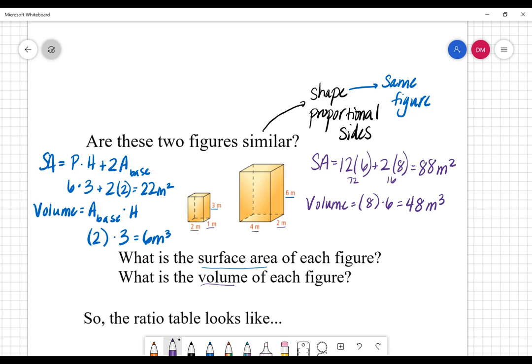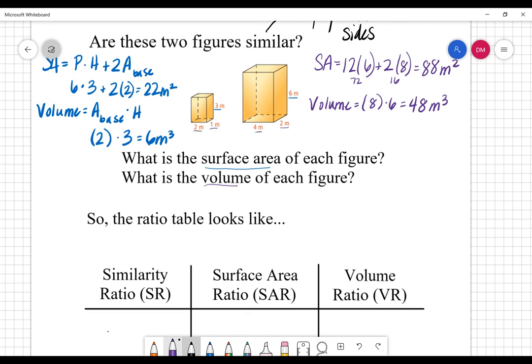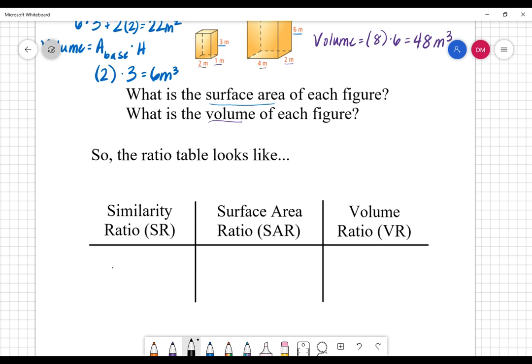Okay, so we have surface area, we have volume. So let's take a look at the ratio table created with this. Now, by checking the corresponding sides, we found the similarity ratio. Each of those corresponding sides was in a ratio of 1 to 2. So whenever you're checking for that similarity, obviously you're finding your similarity ratio, making sure it matches up.